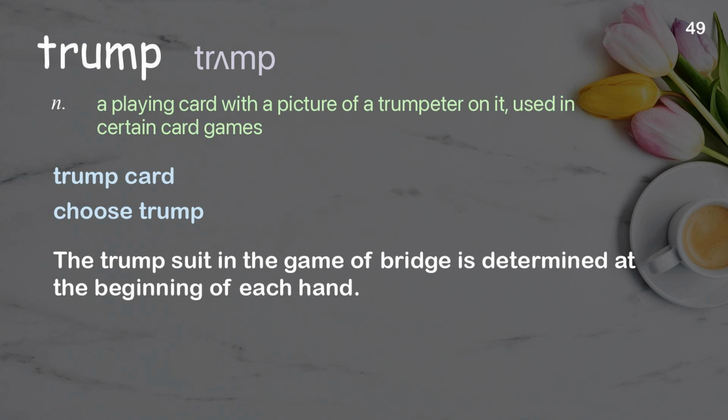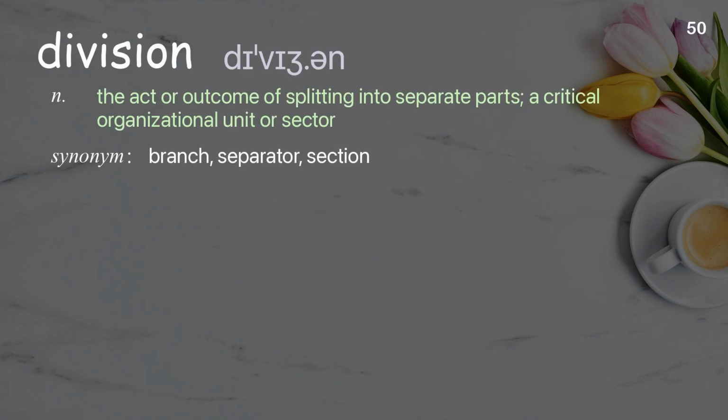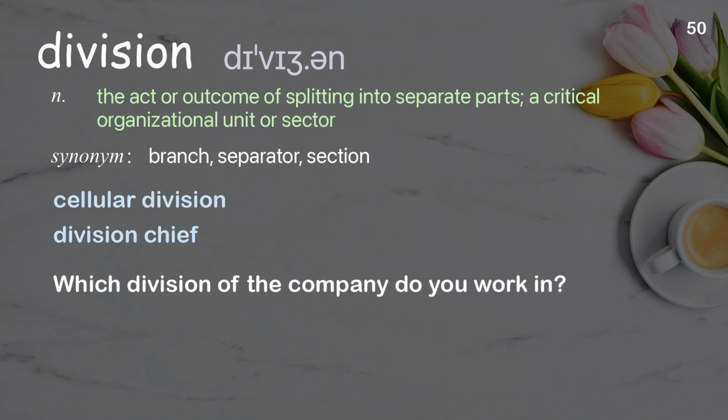Division. The act or outcome of splitting into separate parts, a critical organizational unit or sector. Examples: Cellular division, division chief. Which division of the company do you work in?